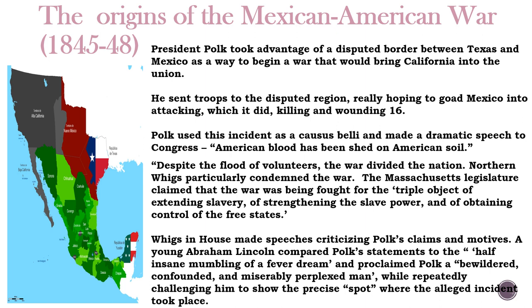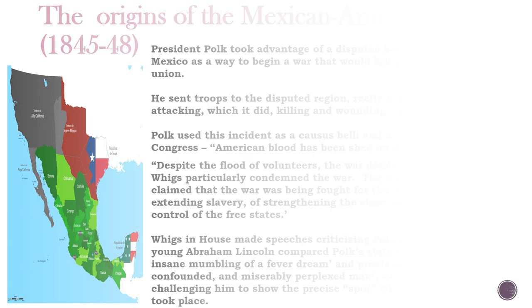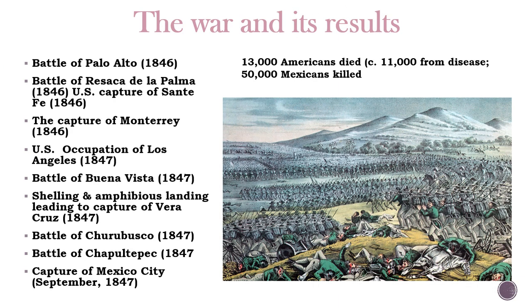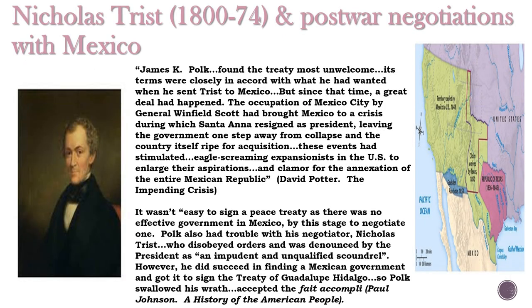It was still a pretty high casualty war, although most soldiers on the American side died of diseases and illnesses, not of battlefield wounds. But in the end, the United States prevailed in the war, actually occupied Mexico City and dictated terms to Mexico. The original negotiations were done by this guy, Nicholas Trist, who was President Polk's envoy to Mexico. We'll get back to him in a minute.